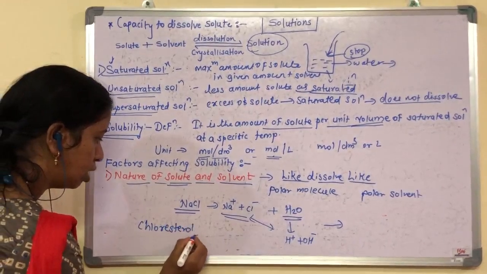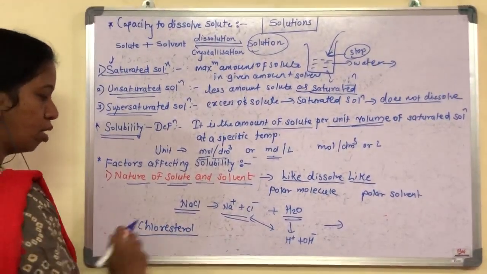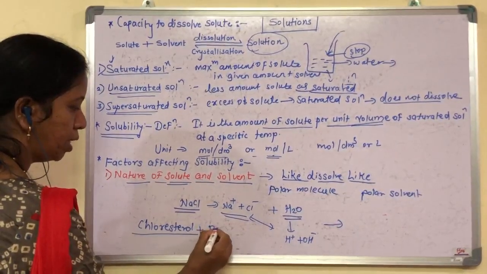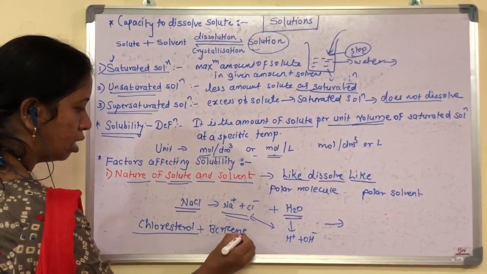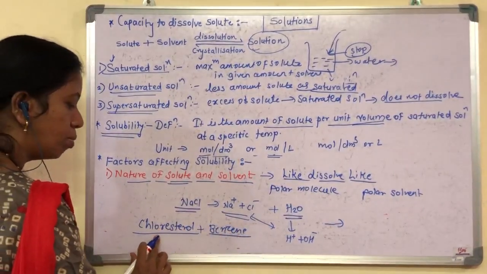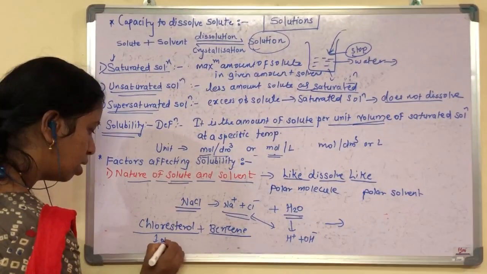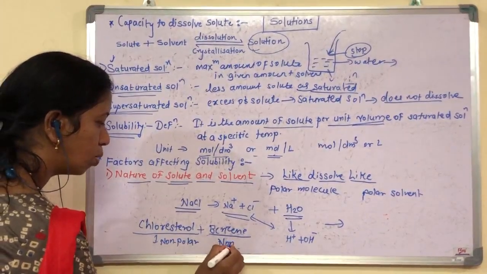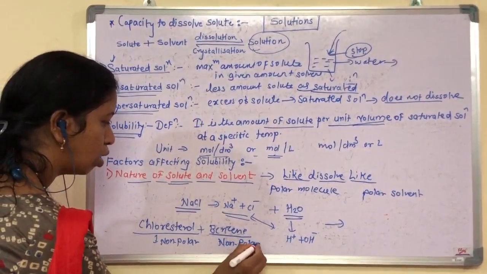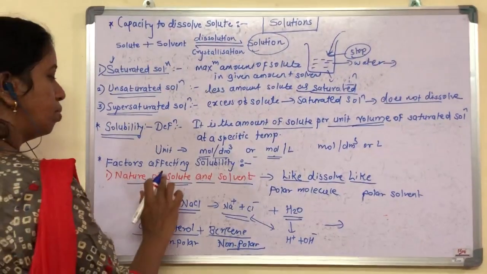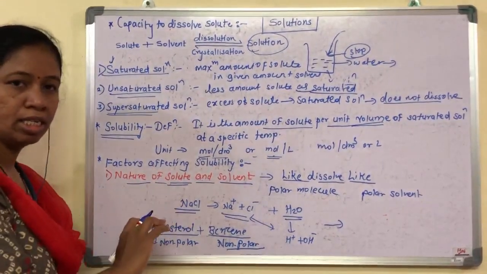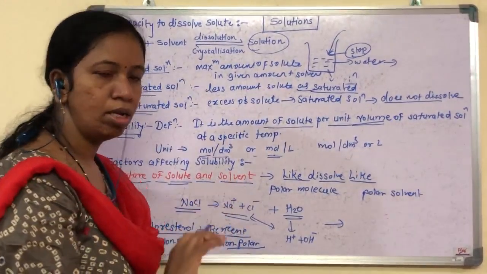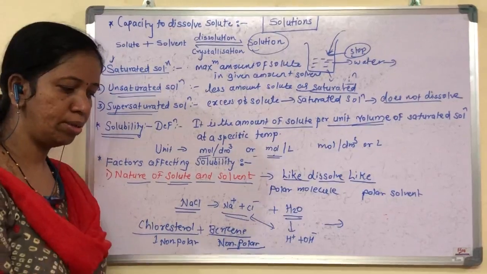Cholesterol is an example of an organic solute which is dissolved into benzene. So it is a non-polar solute dissolving into a non-polar solvent. So the solubility increases if polar molecules are dissolving into a polar solvent.